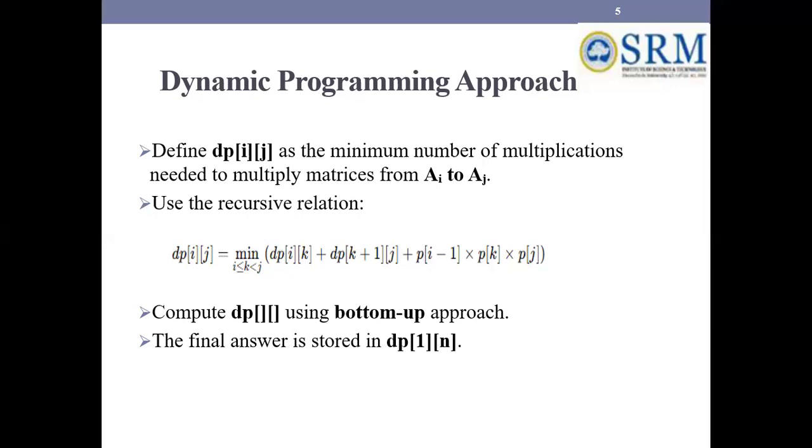Here we are going to find TP using a bottom up approach. The final answer is stored in TP of 1 comma n. So we are going to generate a two-dimensional table. In the table, we are going to find the minimum number of multiplications required to perform longest chain multiplication. That value is stored in the table at location TP 1 comma n.